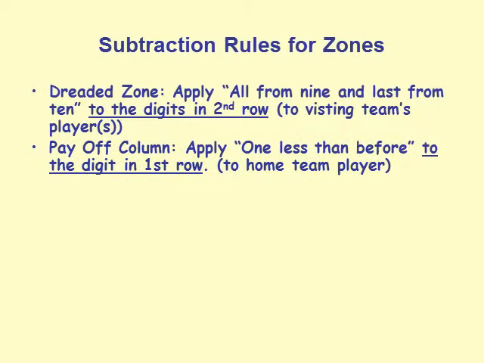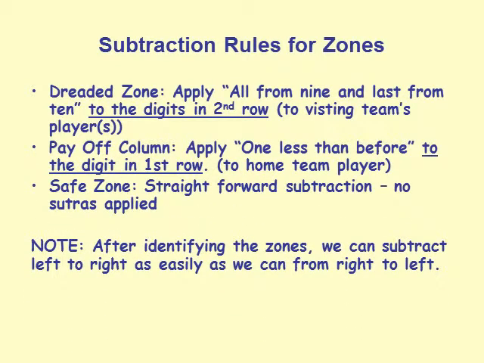In the payoff column, apply 1 less than before to the digit in the first row, that's our home team player. In the safe zone, it's straightforward subtraction, digit in the first row minus digit in the second row, and no sutras are applicable. Note, after identifying the zones, we can subtract left to right as easily as from right to left.